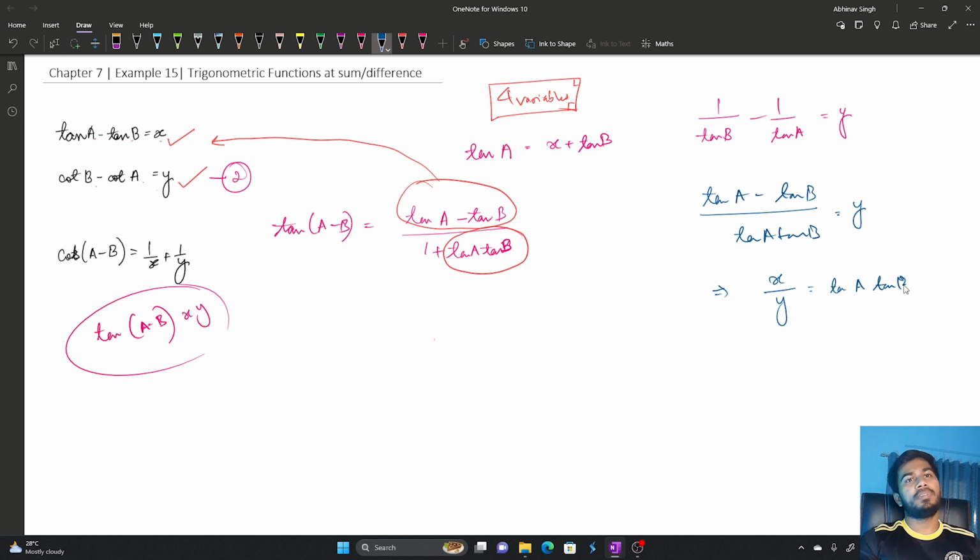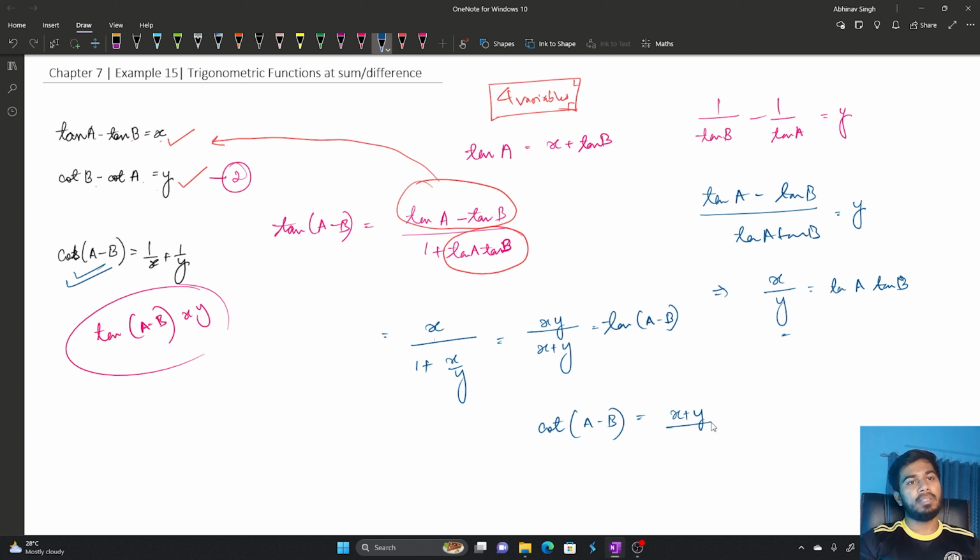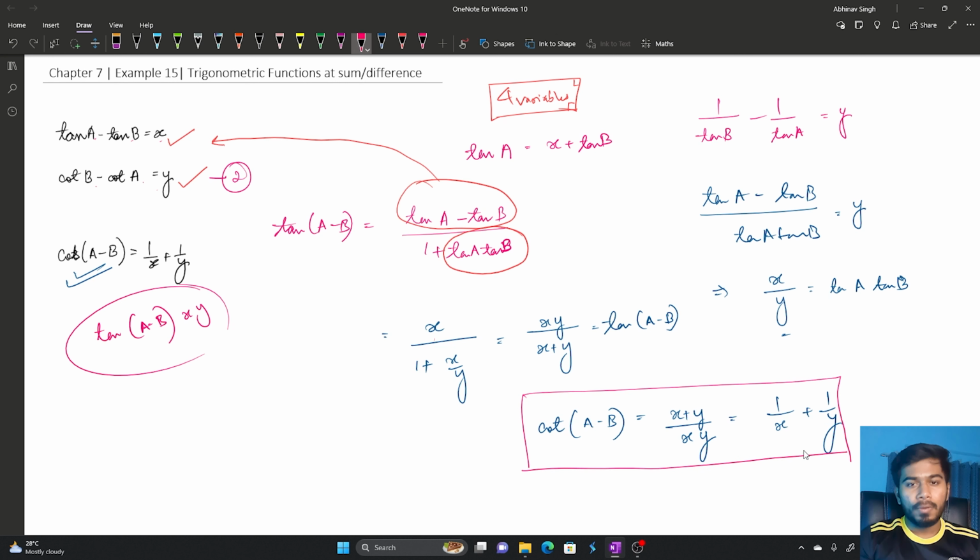So we get the value of tan a tan b in x and y, and we have the tan a minus tan b value. So if we substitute, tan a minus tan b upon 1 plus tan a tan b, with x and 1 plus x by y, this becomes xy upon x plus y, which is equal to tan(a minus b). But in the question we were asked to prove the value of cot(a minus b), right? So cot(a minus b) will be 1 upon tan(a minus b), which means x plus y upon xy, and you can write this as 1 upon x plus 1 upon y, and this was what you needed to prove. Cot(a minus b) is equal to 1 upon x plus 1 upon y.